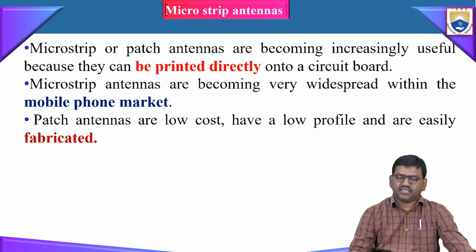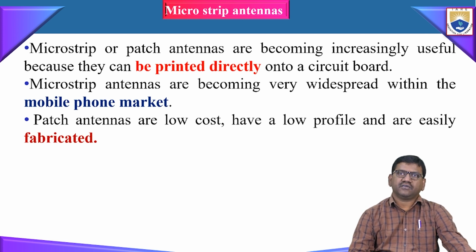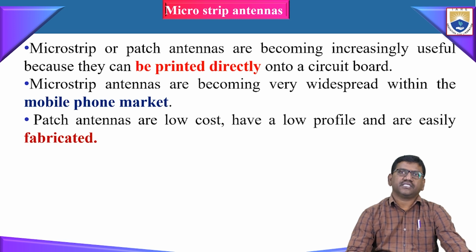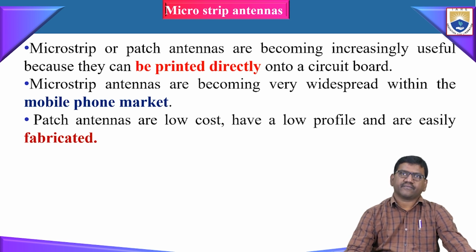These microstrip antennas are useful because they can be printed directly onto a circuit board. They are generally used in aircraft because they are very light and small, and they can be fabricated by the process of photolithography onto the circuit board. Microstrip antennas are becoming very widespread within the mobile phone market because they are low profile, small in size and low cost. These patch antennas are low cost, have a low profile, and can be easily fabricated.